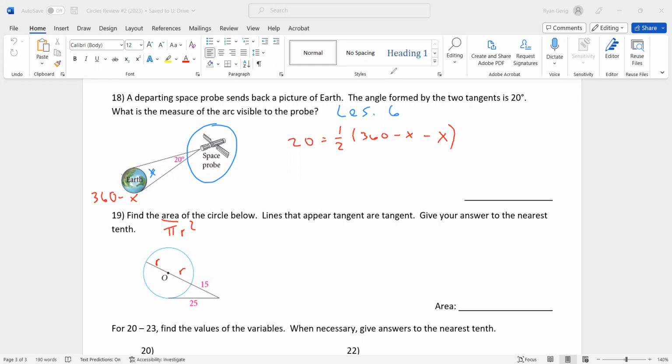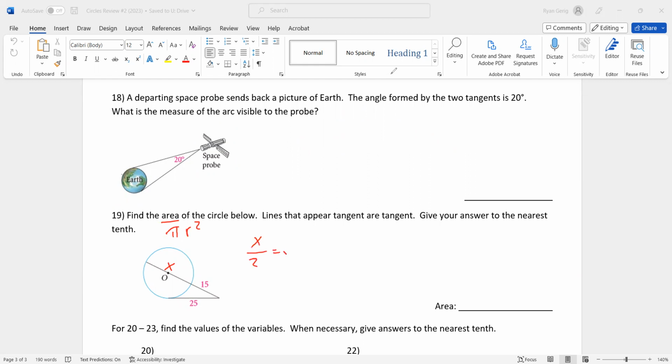I'm just going to call the diameter X. I've got to remember to divide X by 2 to get the radius. Now I'm going to use my lesson 6 material to figure out X.